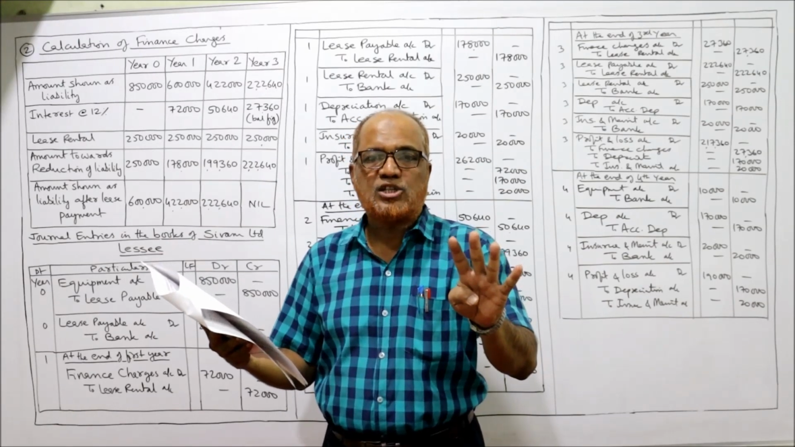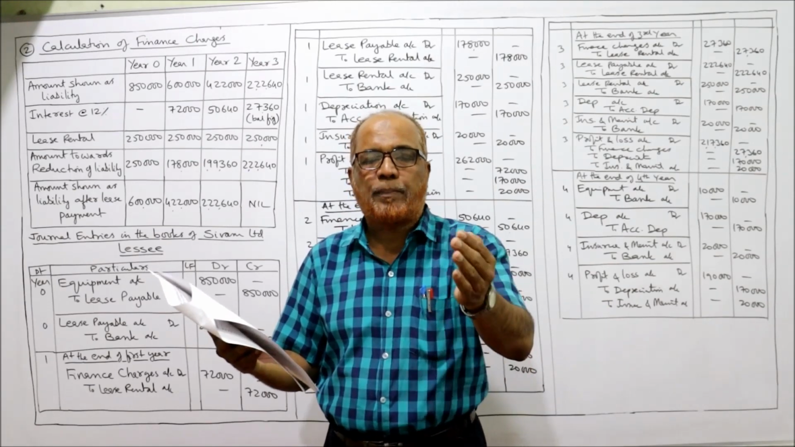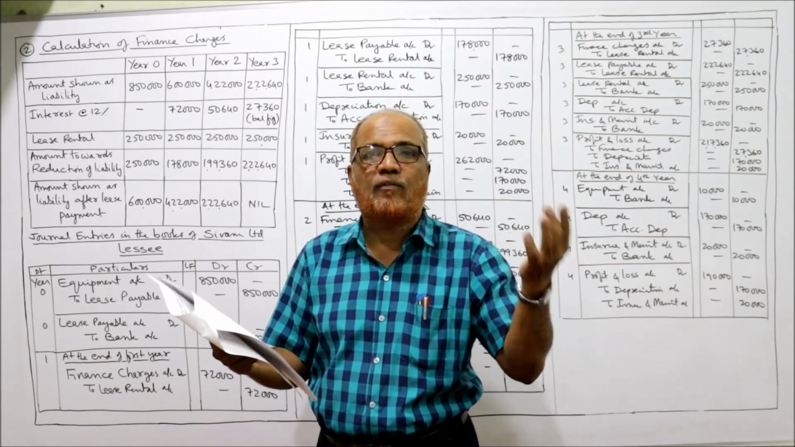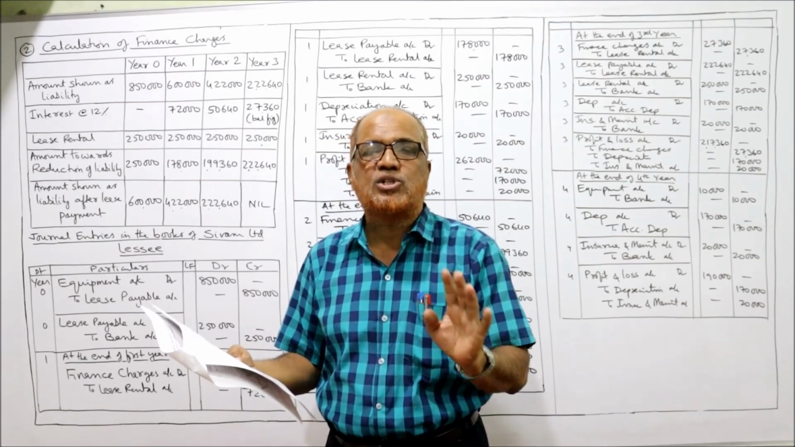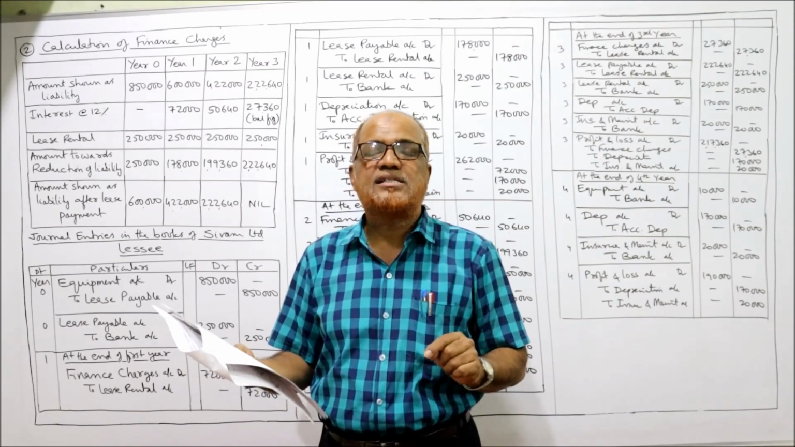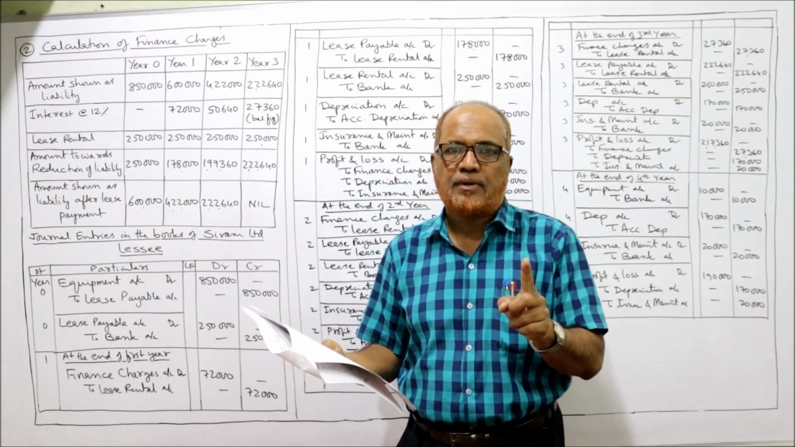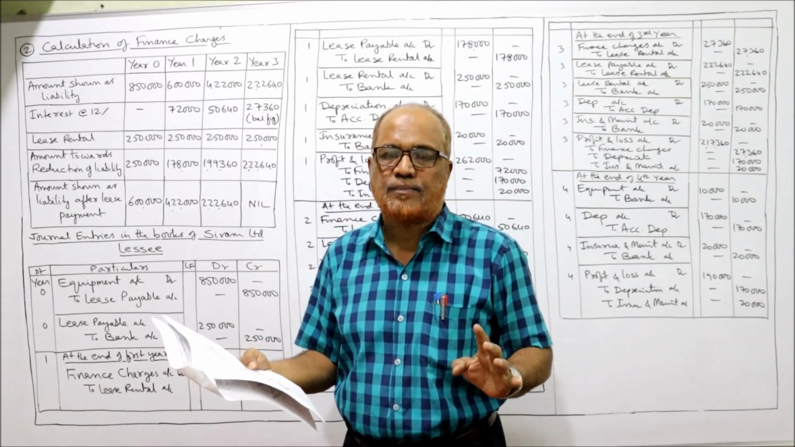So, 4 years is the lease period. But the lease rental has to be paid in advance, not at the end of the year. That means at the time of signing the agreement itself, the first installment should be paid. First lease rental will be paid at the time of signing the agreement, 0 year. At 0 year, first lease rental should be paid, 2,50,000.